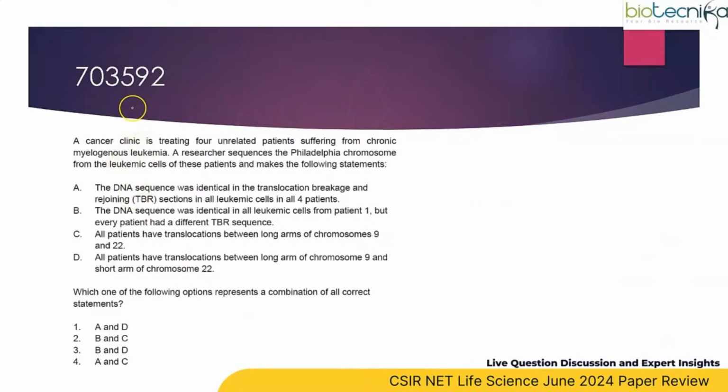So it's from the cancer chapter. A cancer clinic is treating 4 unrelated patients suffering from chronic myelogenous leukemia. A researcher sequences the Philadelphia chromosome from the leukemic cells of these patients and makes the following statements. A. The DNA sequence was identical in the translocation breakage and rejoining sections in all leukemic cells in all 4 patients. So it is TBR they are calling, translocation breakage and rejoining sections.